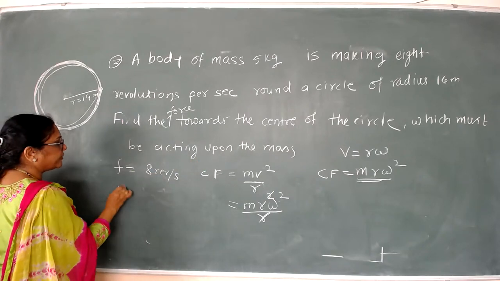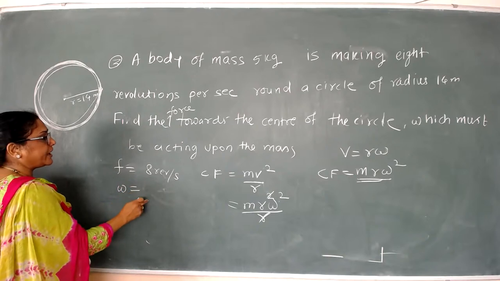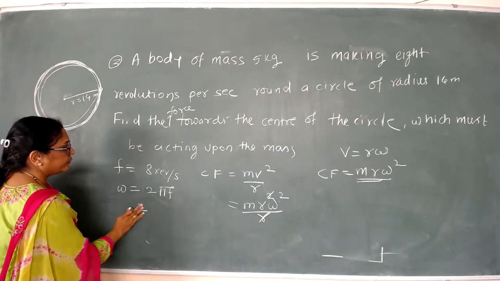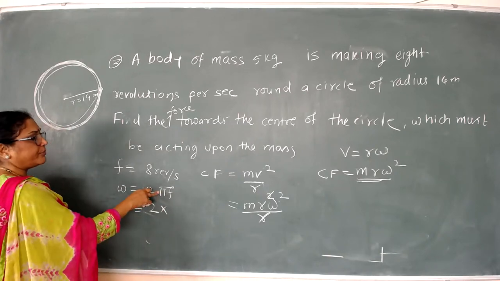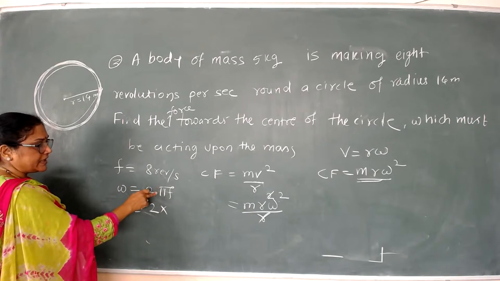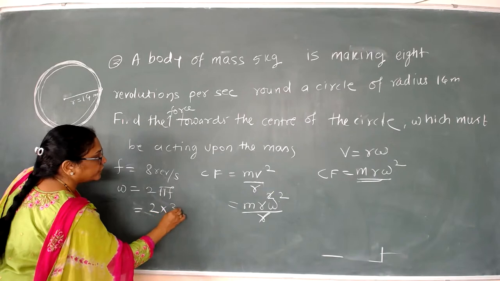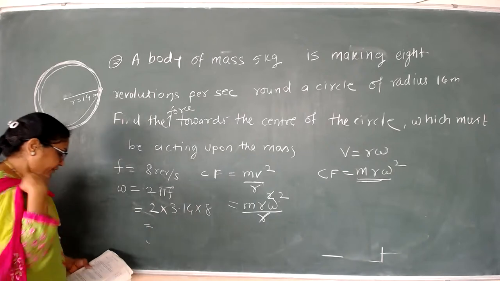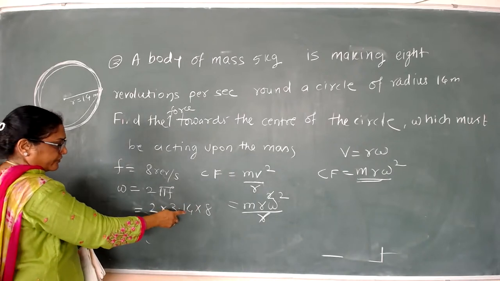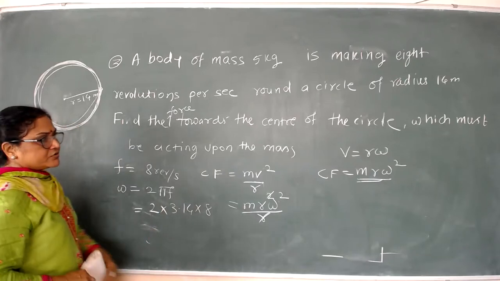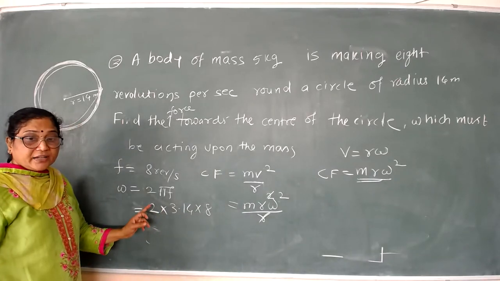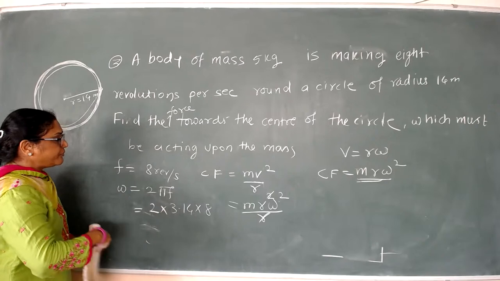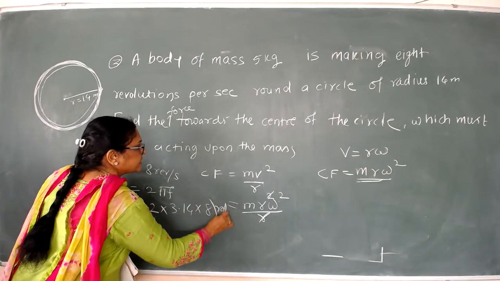We also derive the related formula for omega. Omega is equal to 2 pi by T, that is equal to 2 pi f. Therefore, 2 into pi, the value of pi is 3.14, into frequency, which is given as 8. So calculate this value: 2 into 3.14 into 8. The unit for omega is angular displacement by time, meaning radian per second. So the unit for this is radian per second.